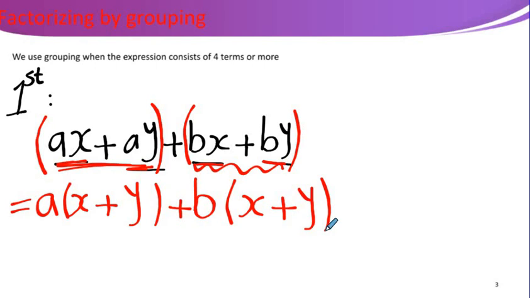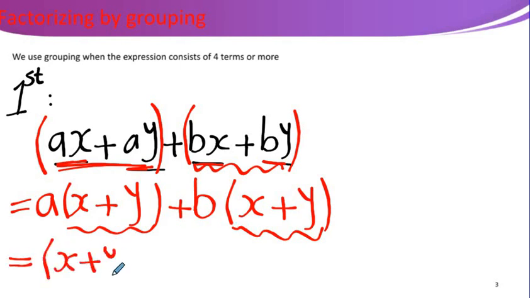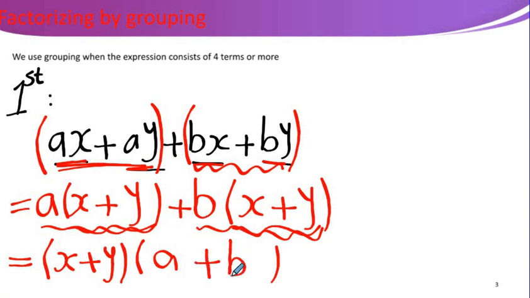And here we have x plus y as, yes, the highest common factor, so put it out and open bracket. This expression divided by x plus y equals a, and this expression divided by x plus y equals b. We take x plus y as the highest common factor, so here is a and here is b.